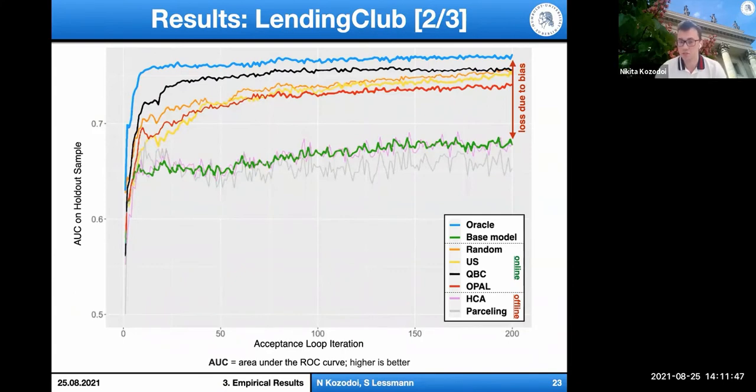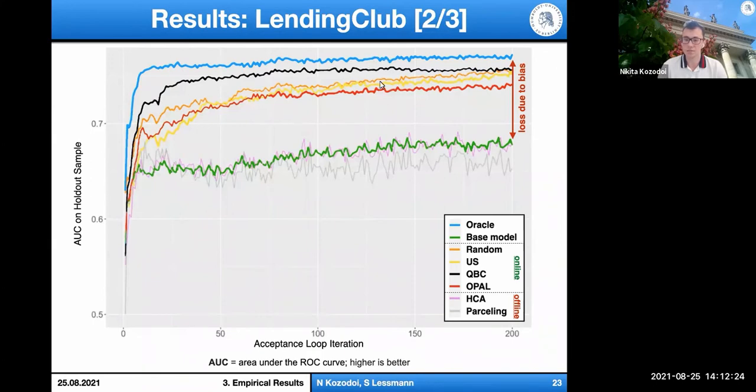But now, in addition to these two models, we have some extra techniques that you can see in between those curves. So first of all, we have offline reject inference techniques here, hard cutoff augmentation and parceling. You can see that hard cutoff augmentation does roughly at the same level as the base model, and the parceling only improves the performance in the first maybe 30 iterations, but doesn't do a very good job in the following iterations.